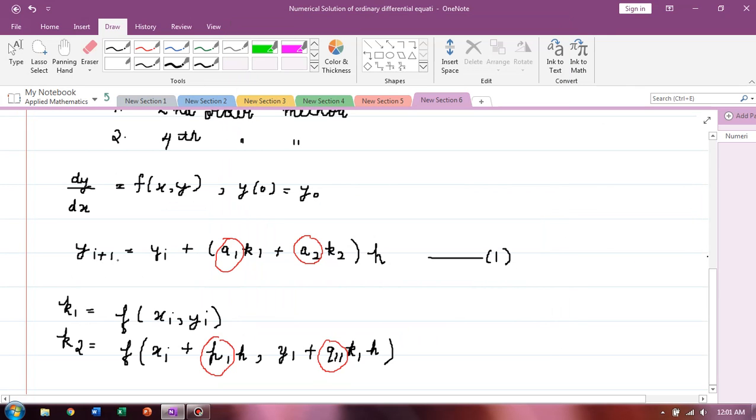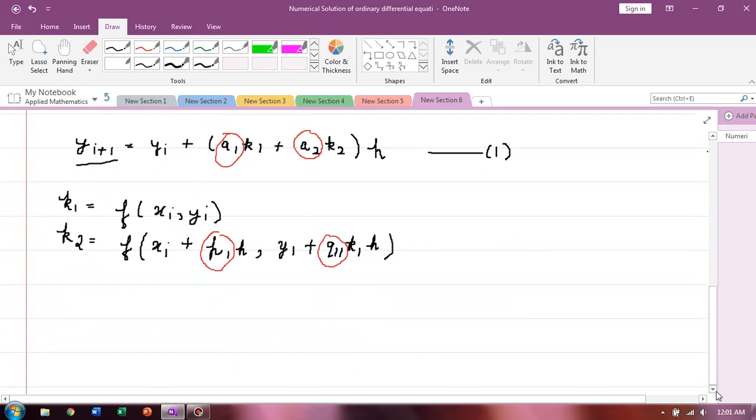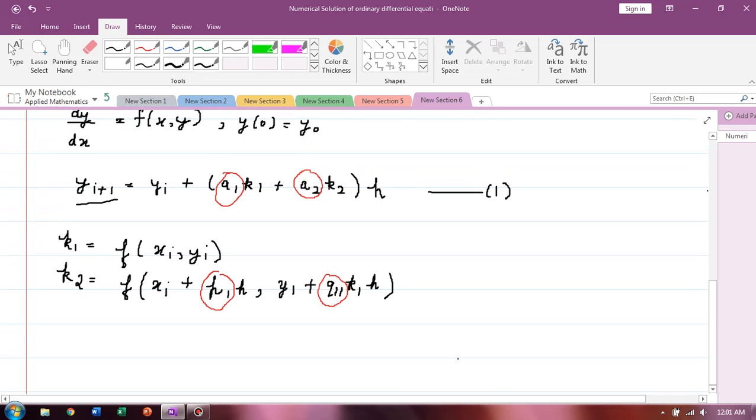Okay, so this is the equation. Fine. This is Runge-Kutta equation and this is calculated a step ahead. So y of i+1 is equal to y of i plus a1 k1 plus a2 k2 into h. ठीक है. Where k1 is f of xi and yi, function at xi and yi, and k2 is function at xi plus p1h and yi plus q11 k1h. Fine. Now our concern is what are a1, a2, p1 and q11.